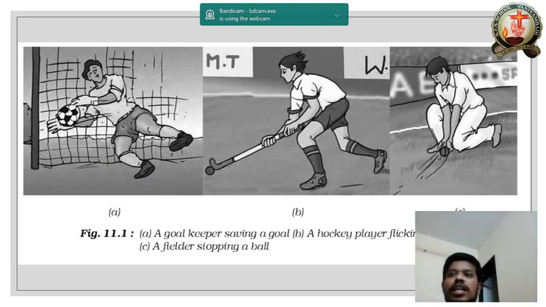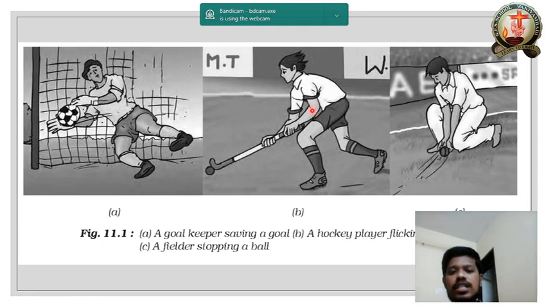Now what is happening here when he tries to save the ball? Initially when the footballer kicks the ball, the speed will be much faster. The motion with which the ball was traveling will be much faster. But when a goalkeeper tries to save the ball, the speed of the ball is getting reduced. And that's the reason why you are able to stop the ball easily. That's what you might have learned in class 7.